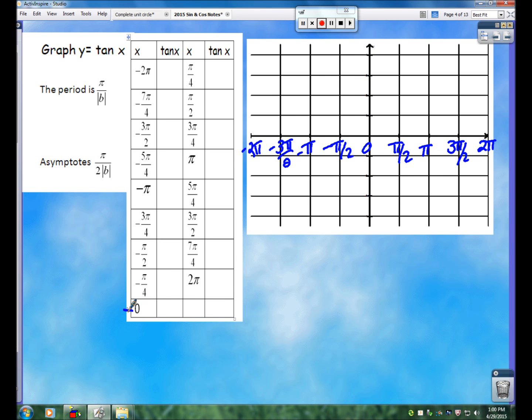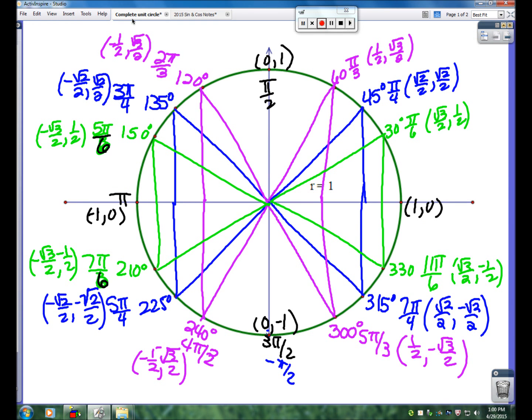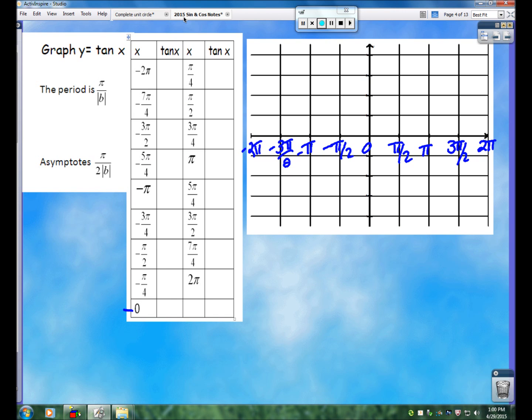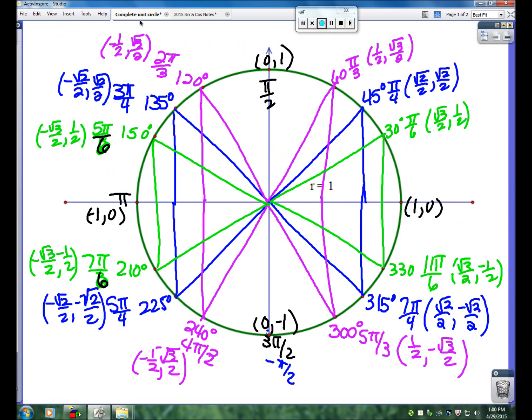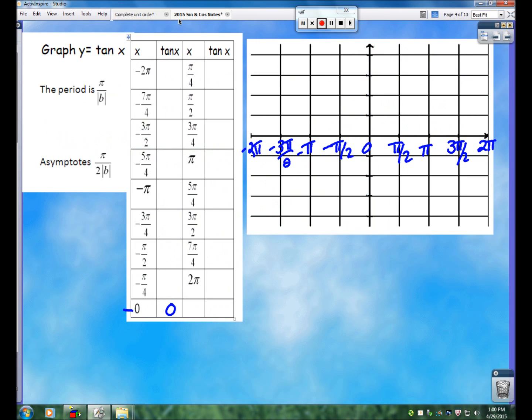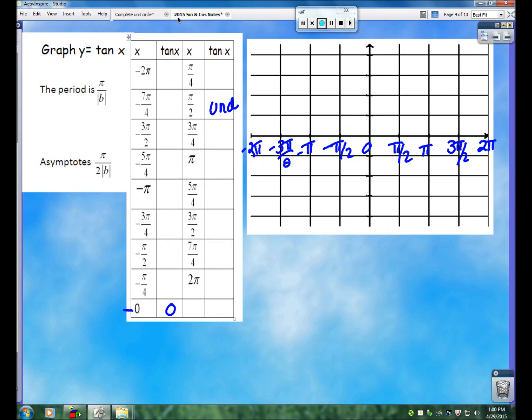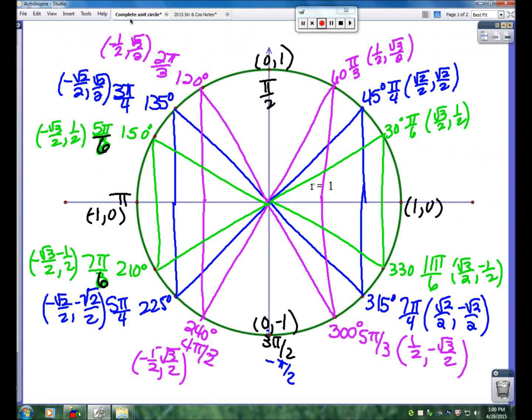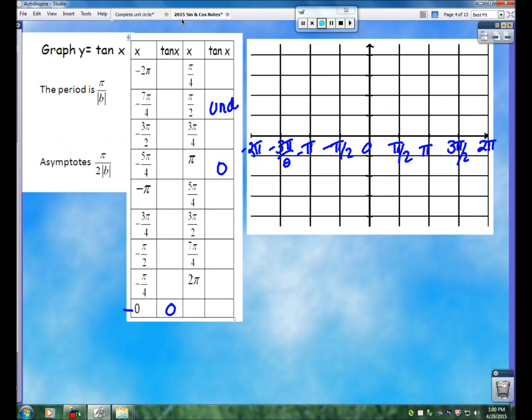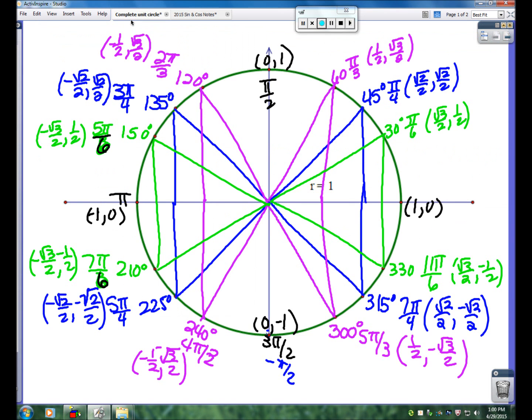Okay, so on our unit circle again, the tangent of 0, 0 over 1, is 0. The tangent of pi over 2 is 1 over 0, which is undefined. The tangent of pi is 0 over negative 1, which is 0. The tangent of 3 pi over 2 is negative 1 over 0, which is undefined. And back around to 2 pi, the tangent of 2 pi, 0 over 1, is going to be 0.